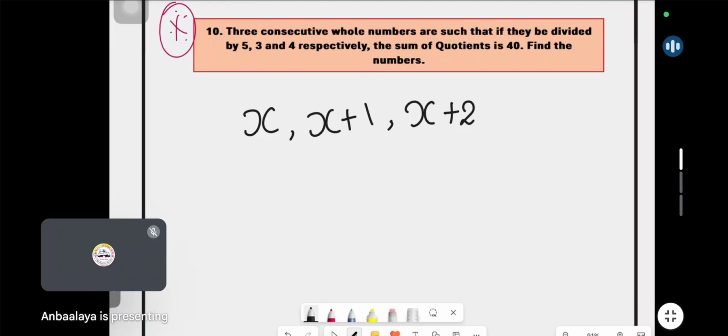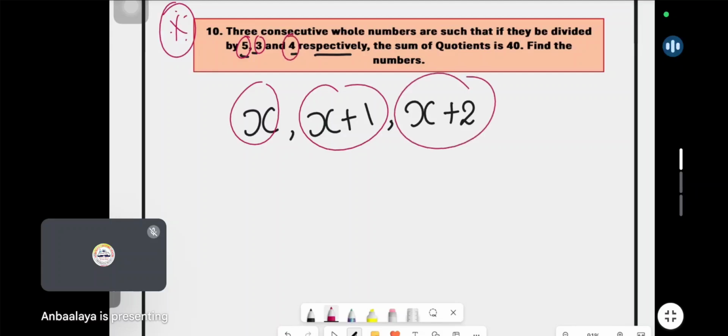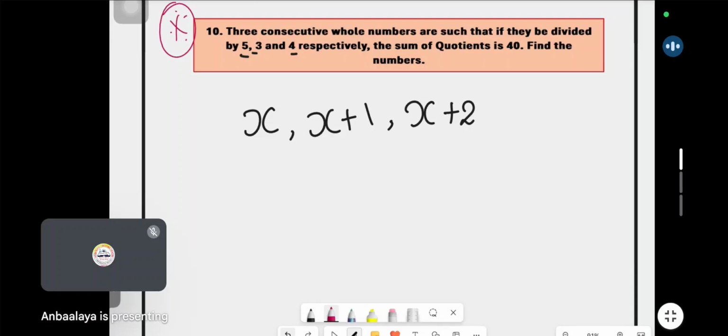So listen carefully. We have taken 3 consecutive whole numbers here. What is the next line? If they are divided by 5, 3, 4 respectively. Respectively means the first number is divided by the first one, the second number is divided by the second one, and the third number is divided by the third one, 4. That is what respectively means.